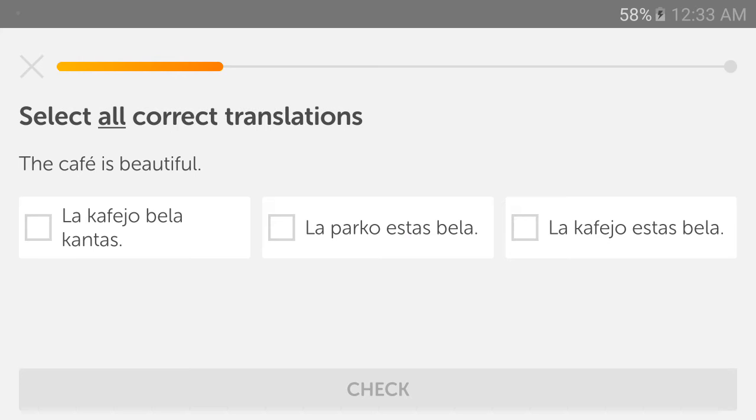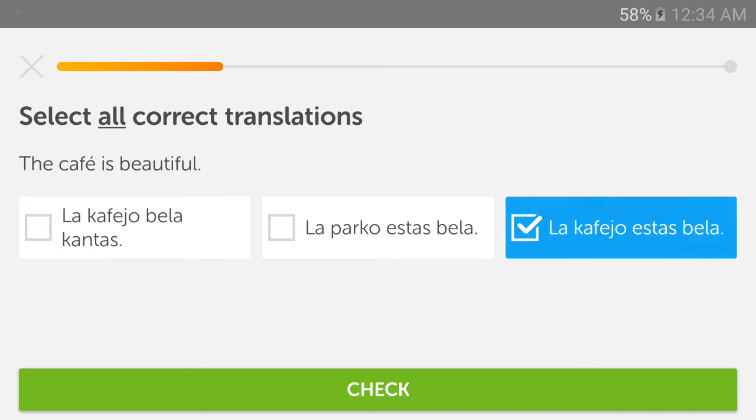That's weird. The cafe is beautiful. I thought that was an Esperanto sentence. I was trying to read that, and in Esperanto, C makes a ts sound, kind of like tsunami, and I was like the cafe. What was it? No, that was wrong. The cafe is beautiful. So, la cafeo estas bella.